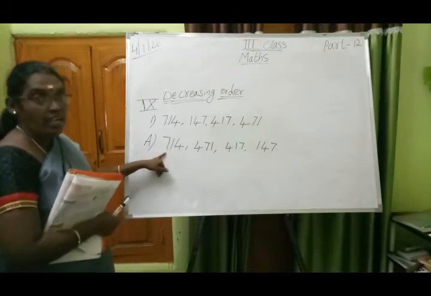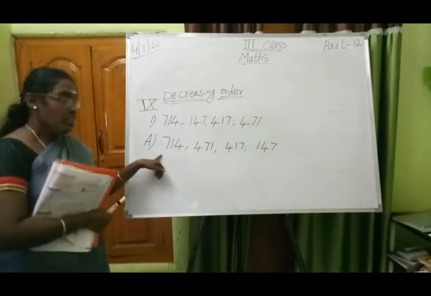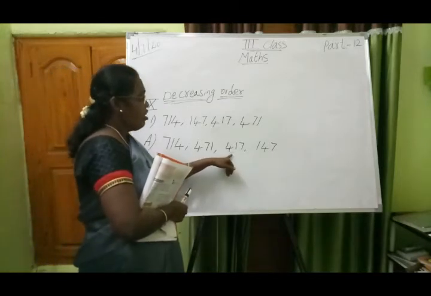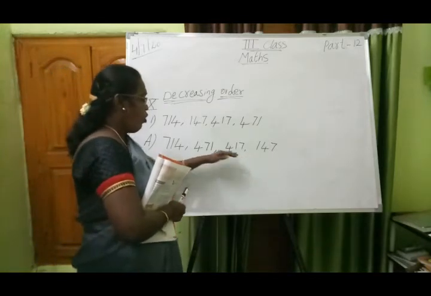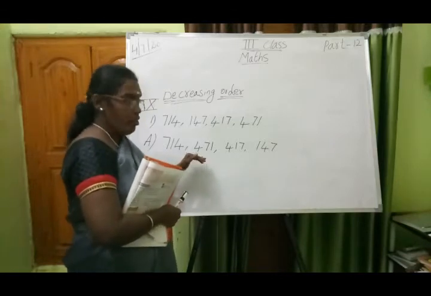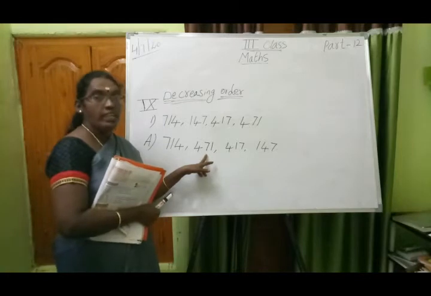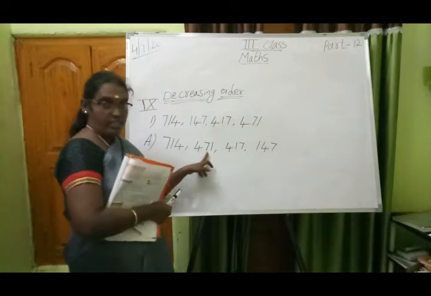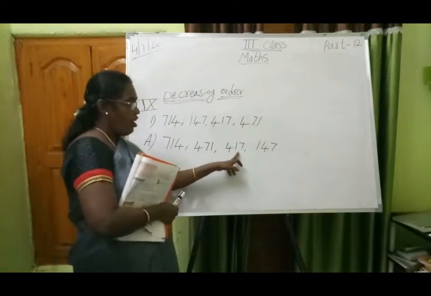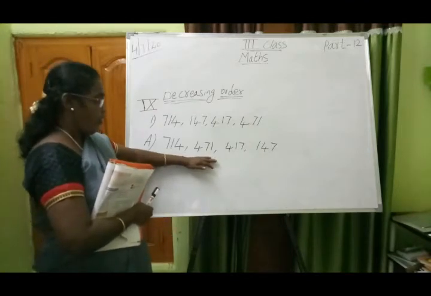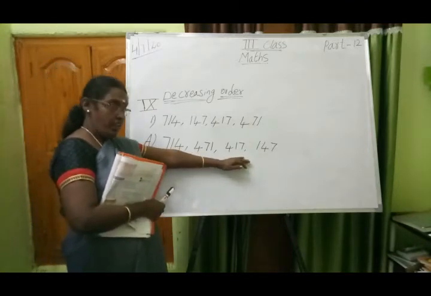In the 100s place, the 7 is the biggest number. After that, 4 is in the 100s place here, and here also 4 in the 100s place. So both are the same number only, so we have to check the next place. Next place is what, children? The 10s place. Here the 10s place is 7 and here is 1. Which is the bigger number, children? The 7. So, 471.